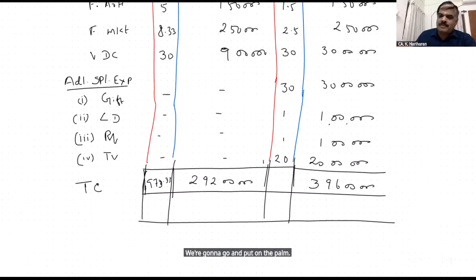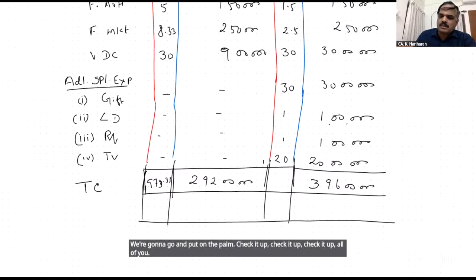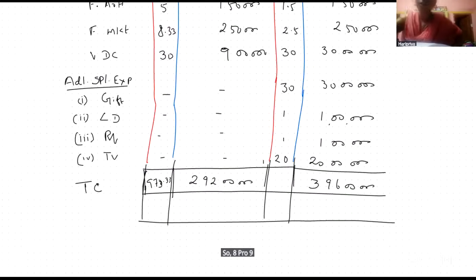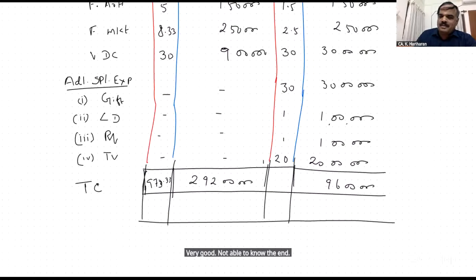Check it out, all of you. Sir, 8 crore 96 lakhs. You left out the 5 crore above. Very good. So per unit cost comes to 896.